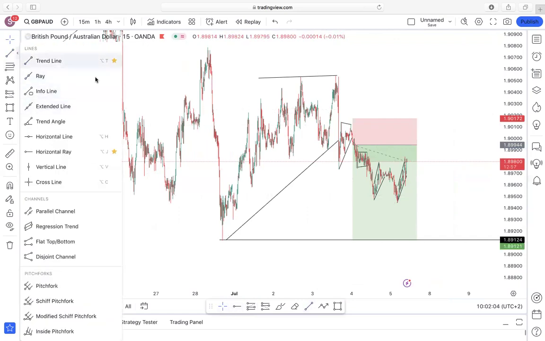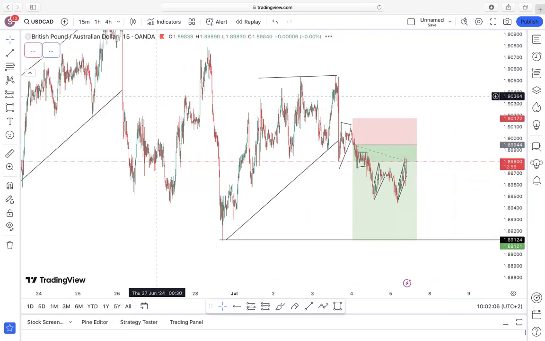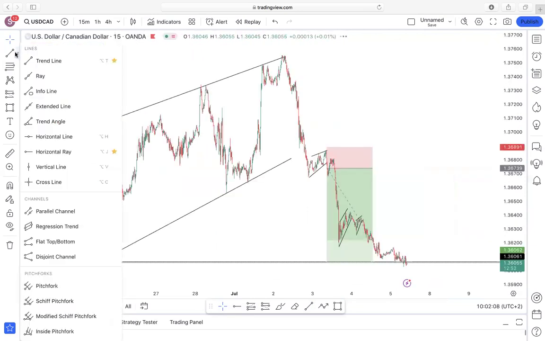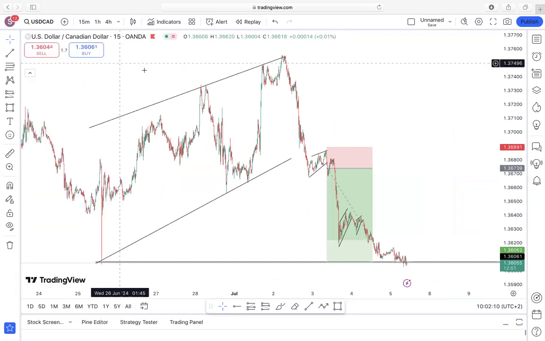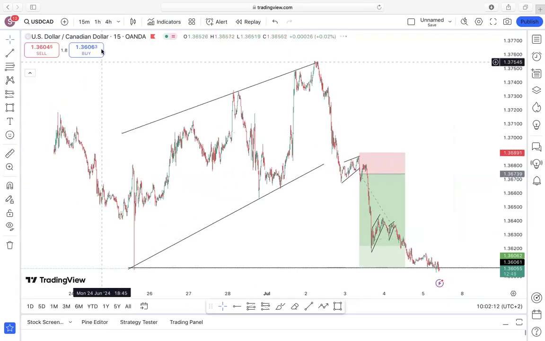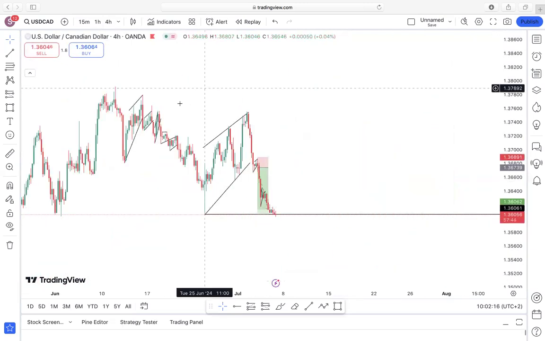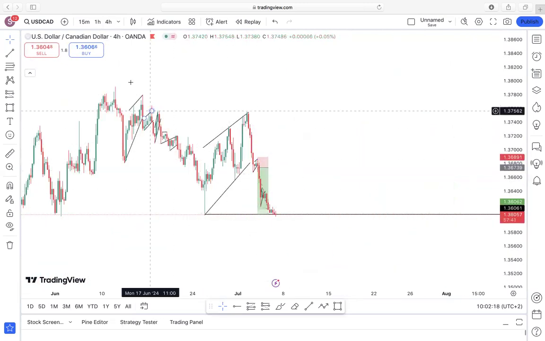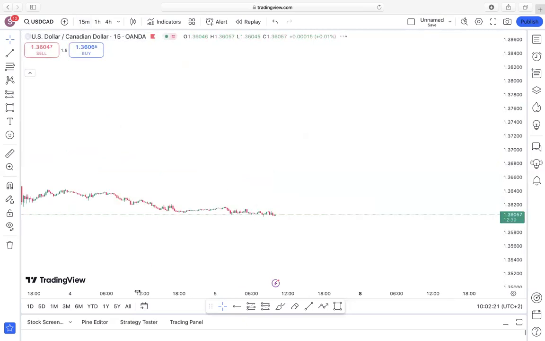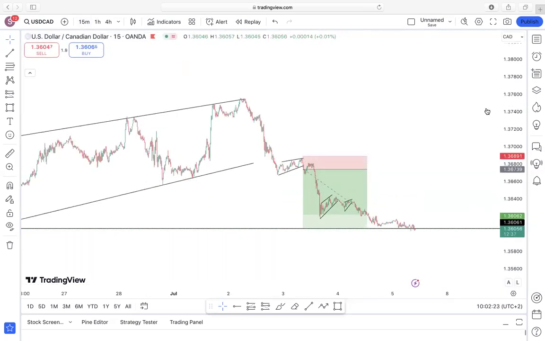Now let us move on to our next pair, which is the US dollar over the Canadian dollar. So with this one, similar type of structure, whereby we had what? This is our impulsive movement. This is our corrective structure, price forming a breakout, and we're looking for an entry on the smaller time frame. Price did present that entry.